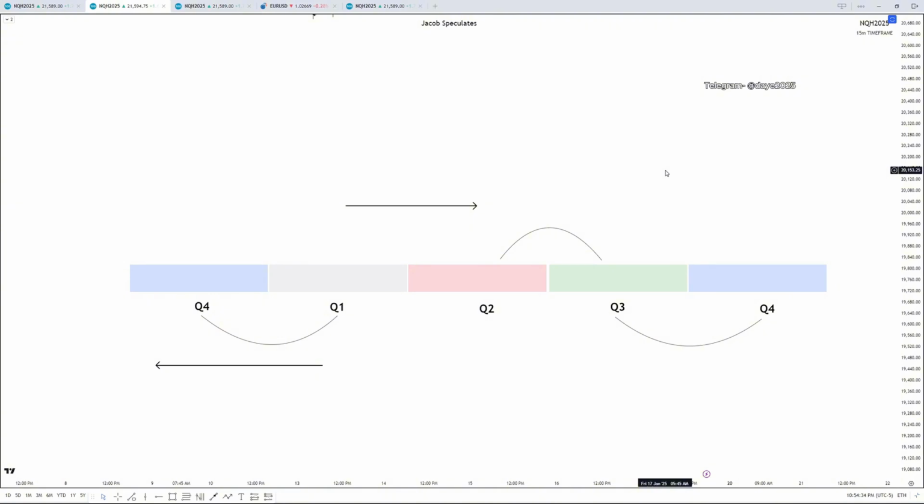Does the market structure shift or change in the state of delivery concept apply in quarterly theory? Yes, but only if time is right. The market has to tip its hand before you can bring those concepts into the equation.